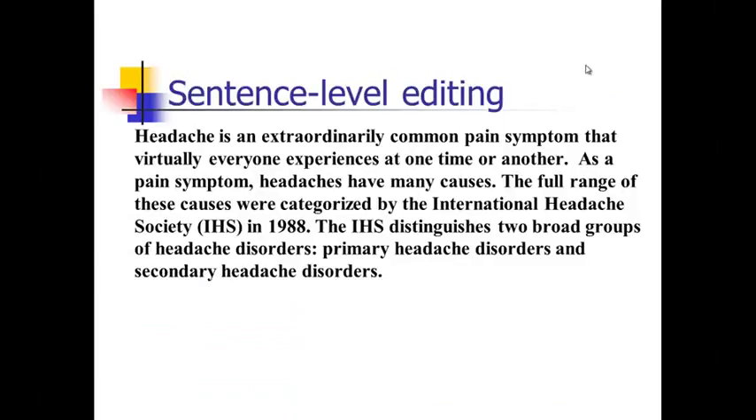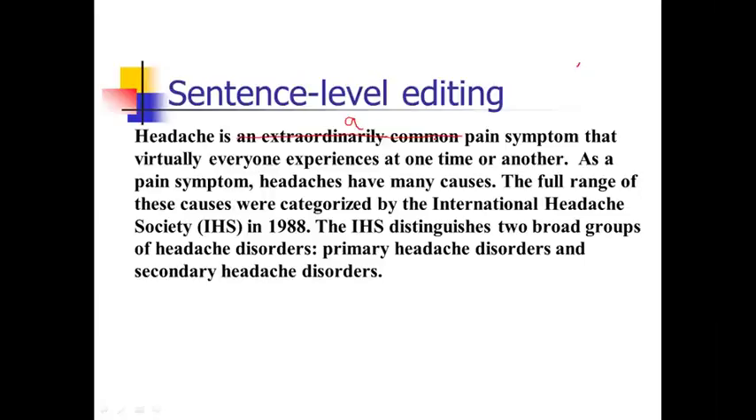We can edit this a bit. So it says, headache is an extraordinarily common pain symptom that virtually everyone experiences at one time or another. That's a little bit long-winded, right? So I'm going to get rid of some things. Notice that extraordinarily common is the same really as saying virtually everyone experiences it. So I don't really need to say that twice. So I could call it common, or I could delete the common and leave in the virtually everyone experiences. So you could go either way on that.